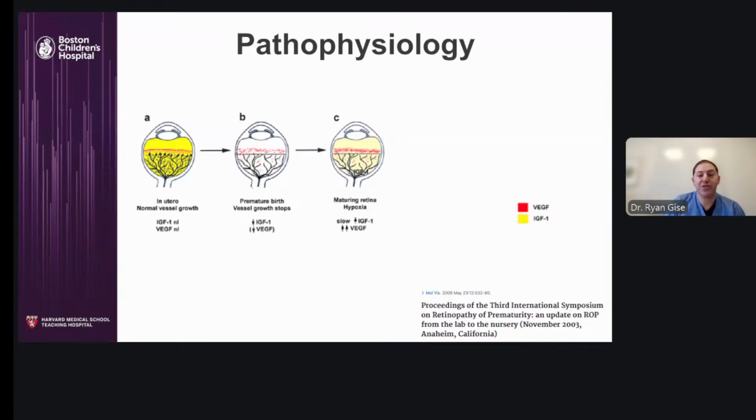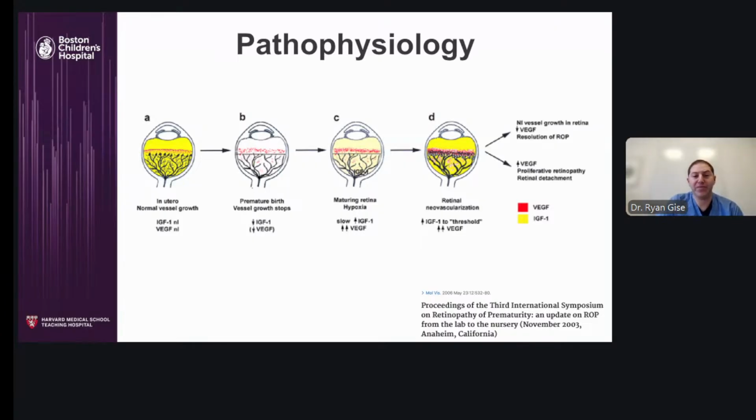And so here's where you get the spike in VEGF. And unfortunately, when you get that spike, not only do the normal blood vessels grow, but you also get retinal neovascularization. And this is what leads to retinopathy of prematurity. And either the retinopathy of prematurity will resolve on its own, which it does in the majority of cases, or it will become a proliferative retinopathy and lead to retinal detachment if we don't treat it.